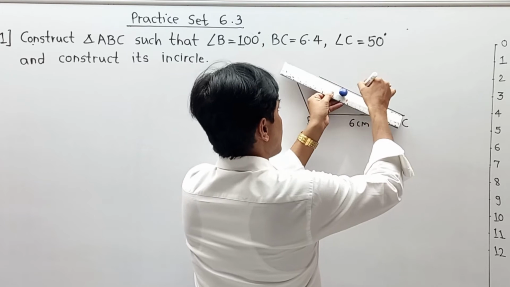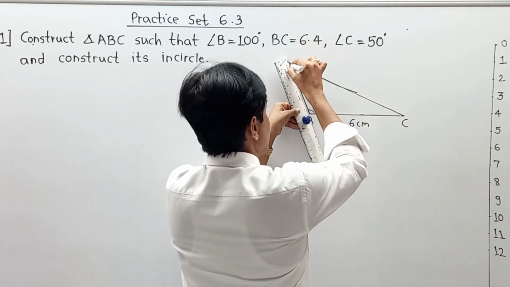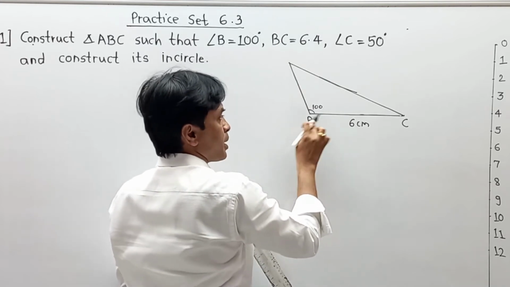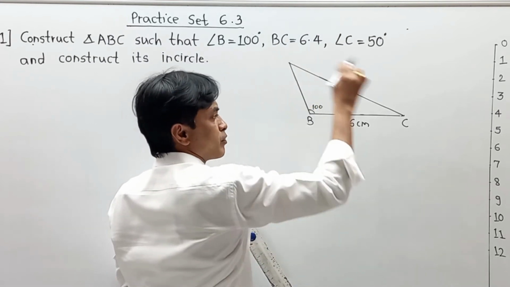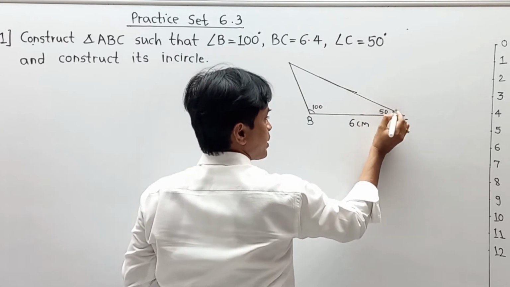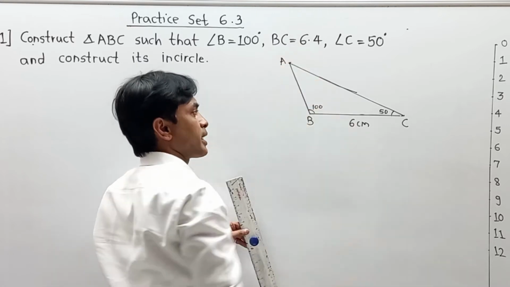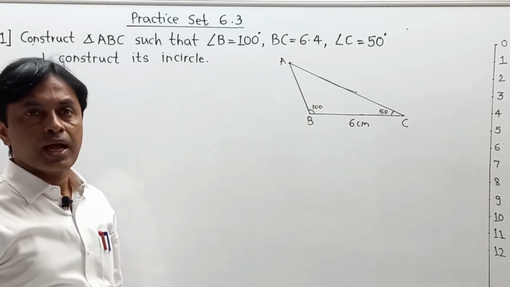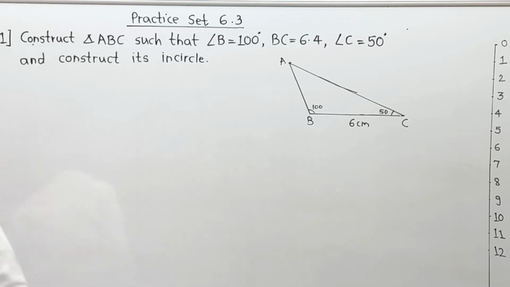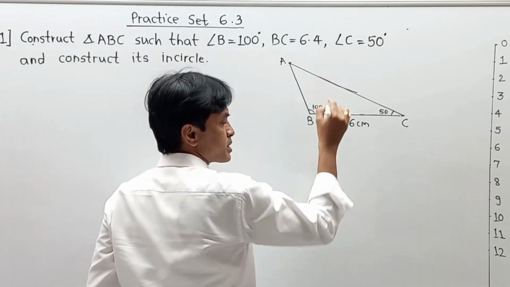Let us say I have drawn this side. Now, making an angle of 100 degree as an extension of B and making an angle of C with 50 degree, both the angles must touch at some particular point. That will act as your A. Next, from that part, we have to move ahead and draw two angle bisectors. Why? Because you have to draw the incircle.